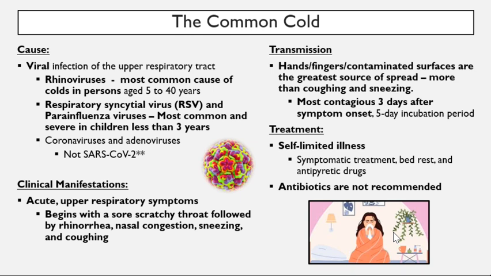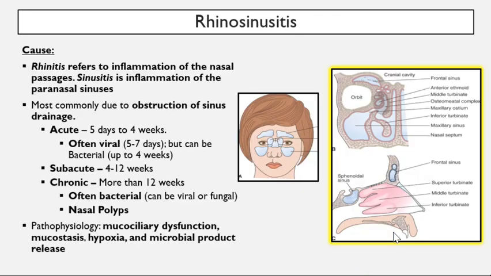But I think as a whole, antibiotics are not recommended for viral infections, though. Full stop. There's also rhinosinusitis. This isn't rhinitis insofar as it's not the nose that's being inflamed, but all the sinuses around the nose that are being inflamed. So of the nasal passages, sinusitis is inflammation of the paranasal sinuses, right? And this is mostly because of the obstruction of the sinuses.